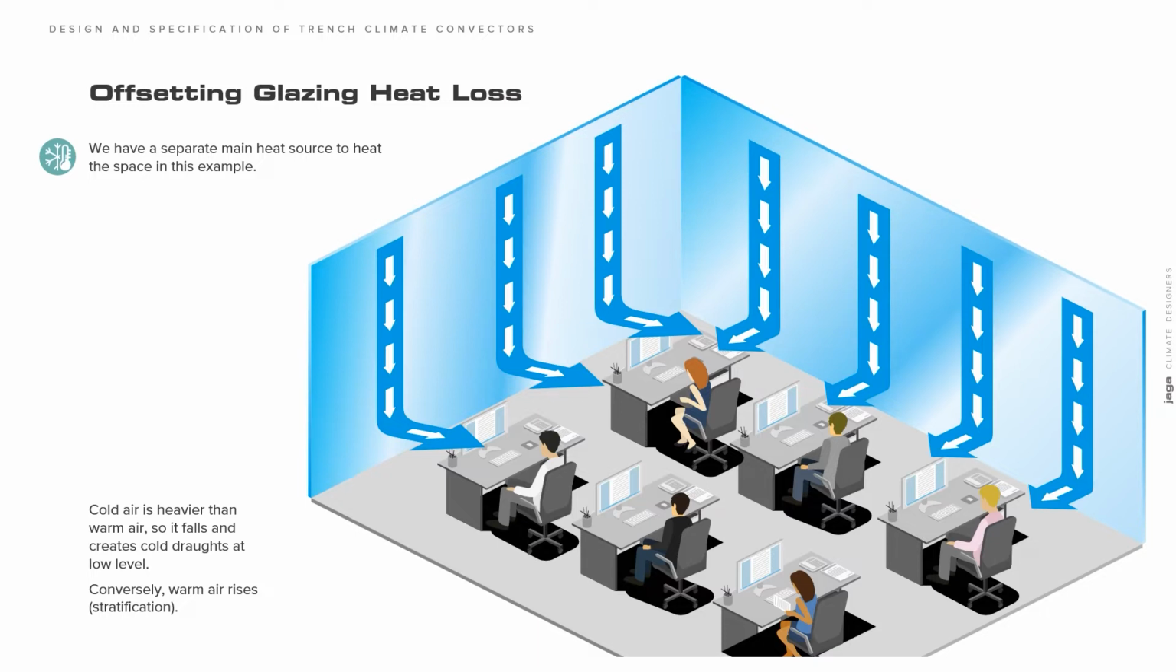For glazed facades over 5 meters high, it is recommended that fan-assisted or forced draft trench climate convectors are specified. In this example, we have calculated that the heat loss of the glazing is 3.3 kilowatts. Again, we divide this by 19.5 meters, and this will give you a heating requirement of 169 watts per meter.